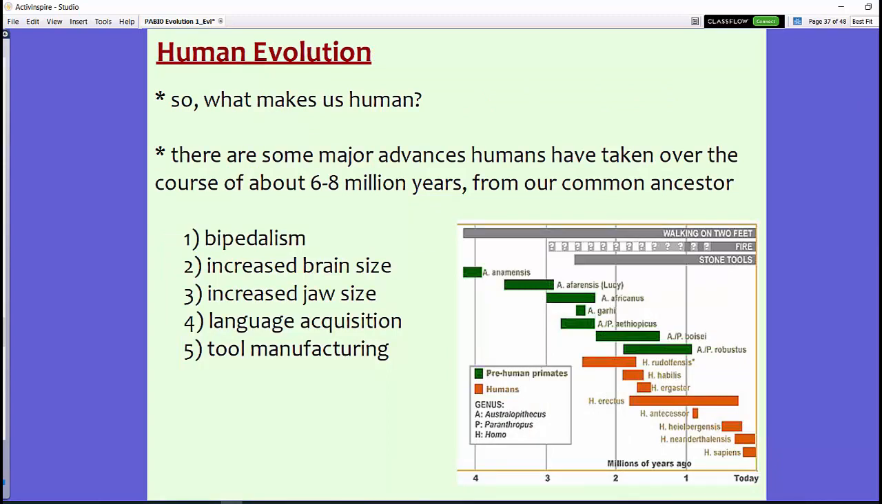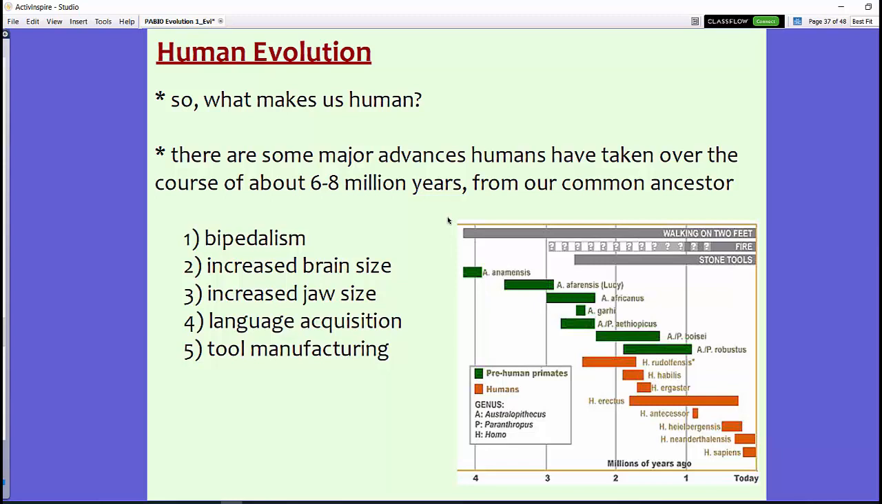And I would be remiss to not discuss human evolution, which again, we'll probably do more in class, but this kind of gives you an idea of some of those major changes that make us human. So there's about five, definitely a lot more, but five characteristics that are very important to understand on how humans evolved through time. Now there are some major advances that humans have made over the course of about 6 to 8 million years. So it's been a long time, but basically within the past 10,000 years, we've discovered agriculture.